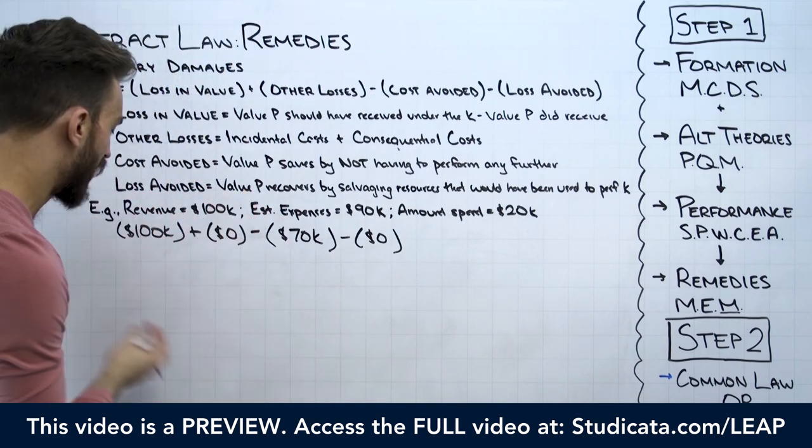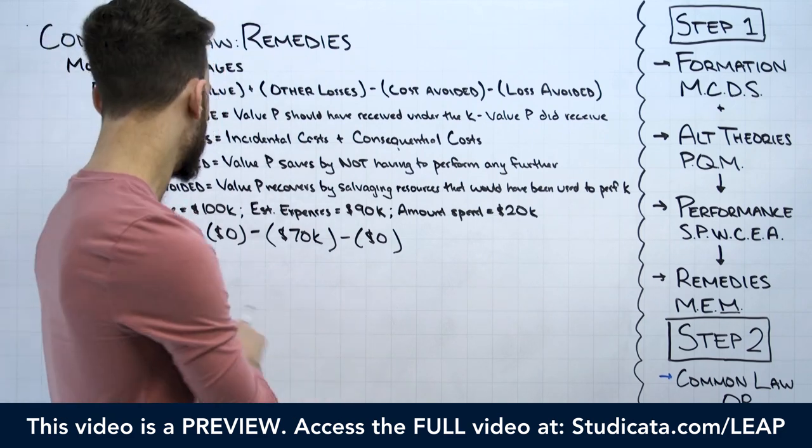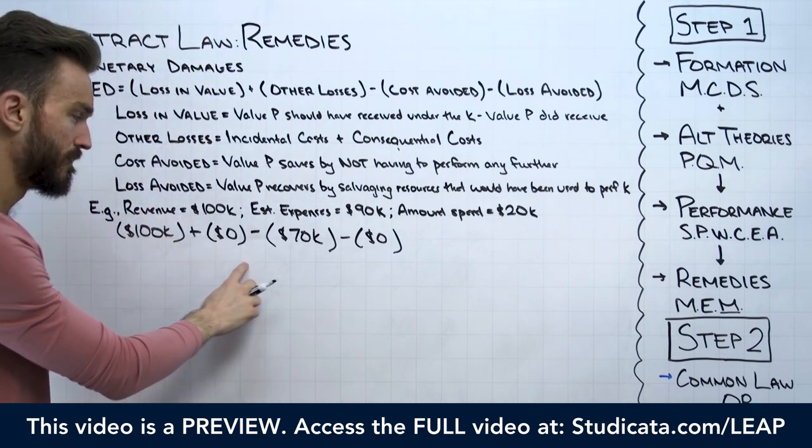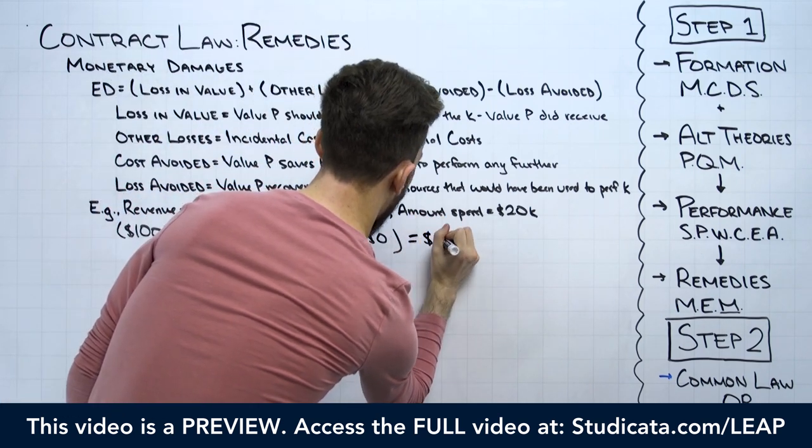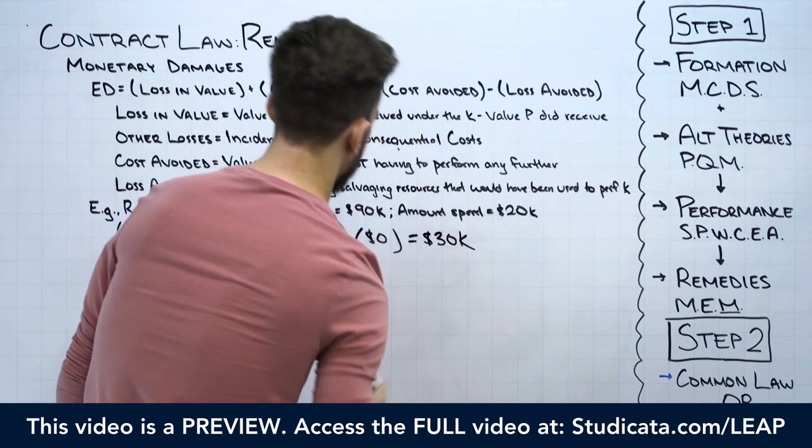Here, the calculation for expectation damages is very easy. We just take the 100K plus 0 minus 70 minus 0. We get $30,000 in expectation damages.